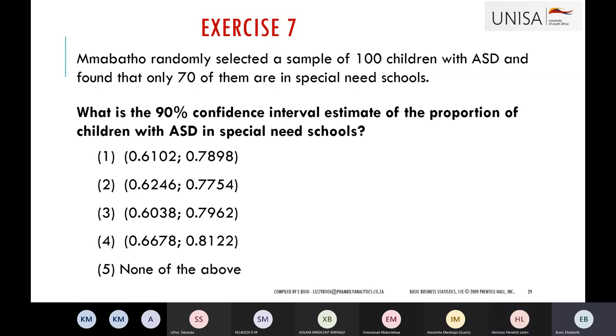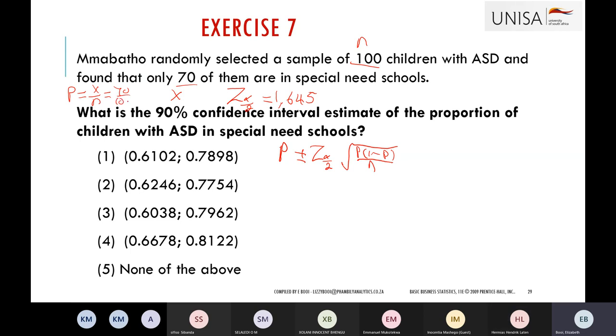Yes. Okay. So we are given X, we are given N. We know that our Z alpha divided by 2 for a 90% is 1.645. And we need to calculate our point estimate, P, plus or minus the critical value, Z alpha divided by 2, times the standard error, which is the square root of P times 1 minus P divided by N. Our P is X divided by N.